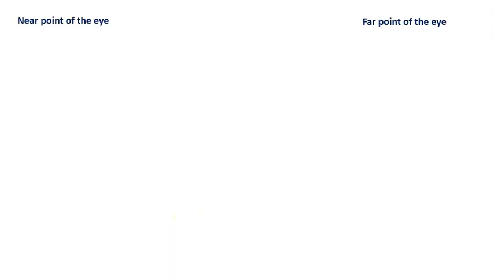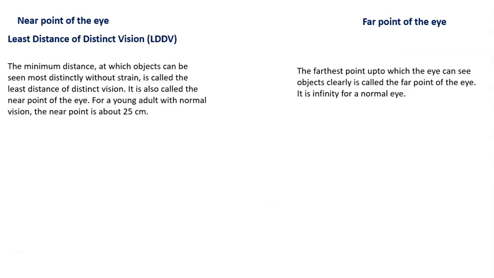The near point of the eye, also known as the least distance of distinct vision, is the minimum distance at which an object can be seen most distinctly without strain. For a young adult with normal vision, the near point is about 25 cm. So in all the numericals, we have to consider the least distance of distinct vision as 25 cm. Far point of the eye: the farthest point up to which the eye can see objects clearly is called the far point of the eye, and it is infinity for a normal eye.